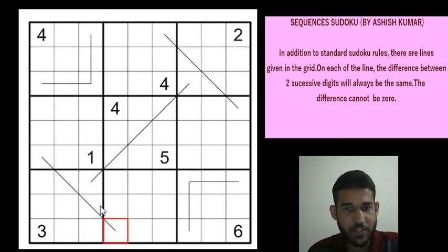That means the difference will be 0, right? So you can't have that. Otherwise, you will have the difference between any two successive digits to be the same. So those are the rules. With that, we'll start solving this Sudoku.